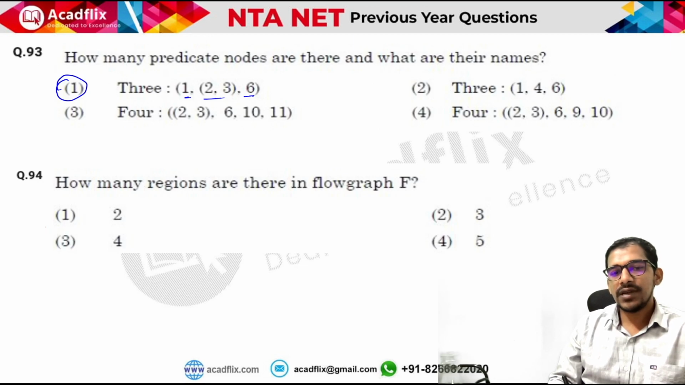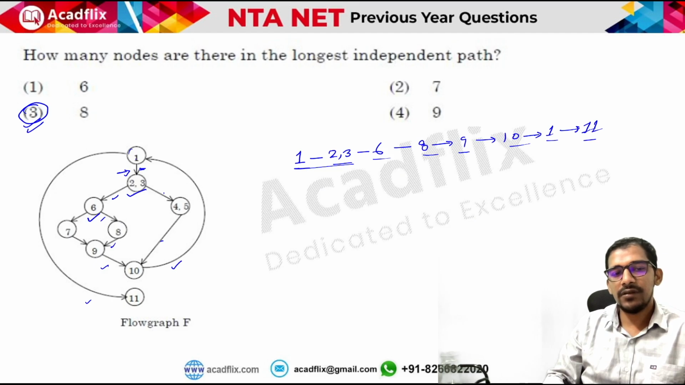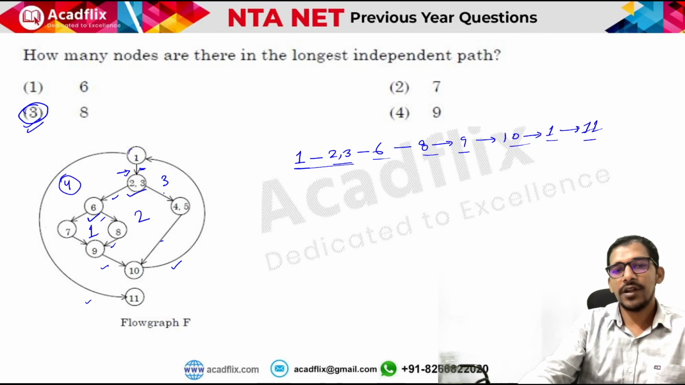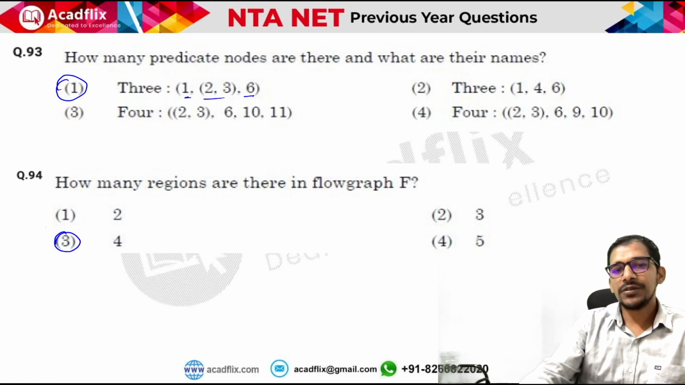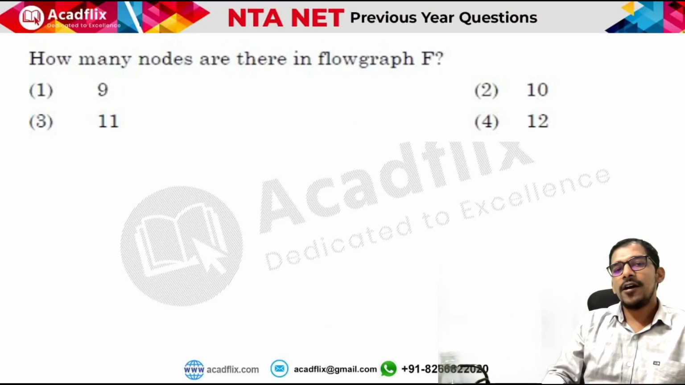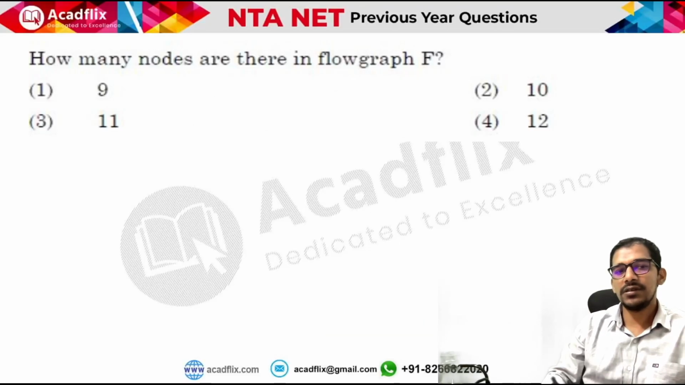How many regions are there in the flow graph? That we have already found out. The number of regions in this graph: this is the first region, this is the second region, this is the third region, and this is the fourth, that is the unbounded region. So there are a total of 4 regions in this graph. Very simple question. Next is, how many nodes are there in the flow graph? Very simple question. Number of nodes, that is 1 2 3 4 5 6 7 8 9. There are 9 nodes in this graph.